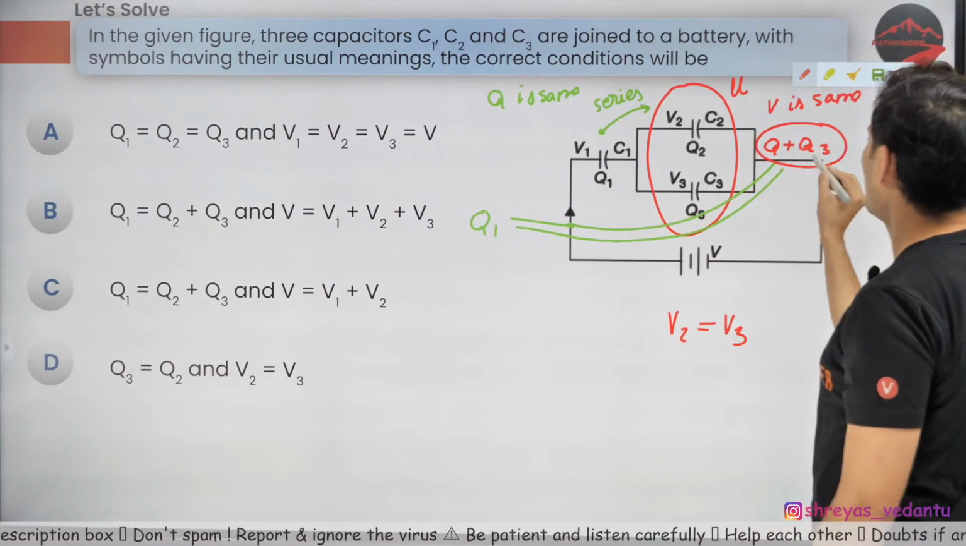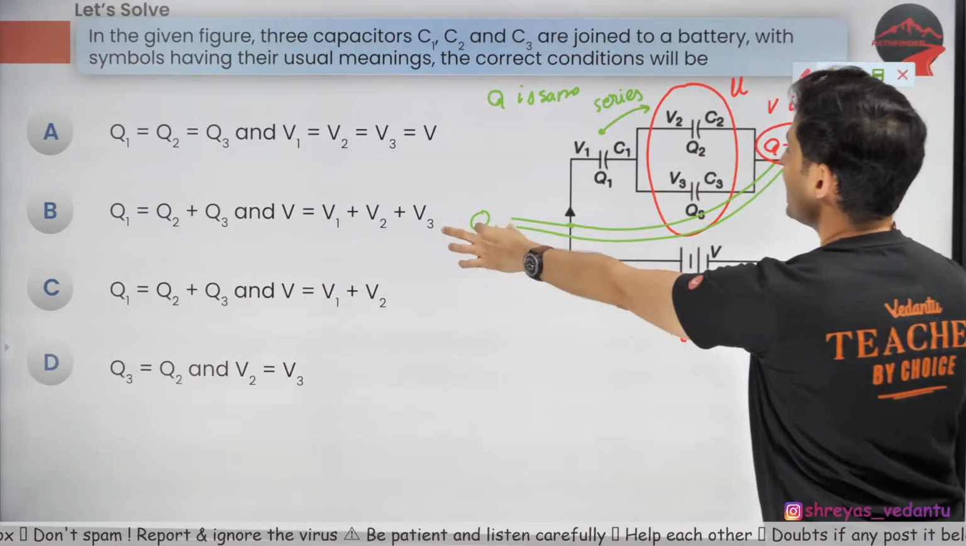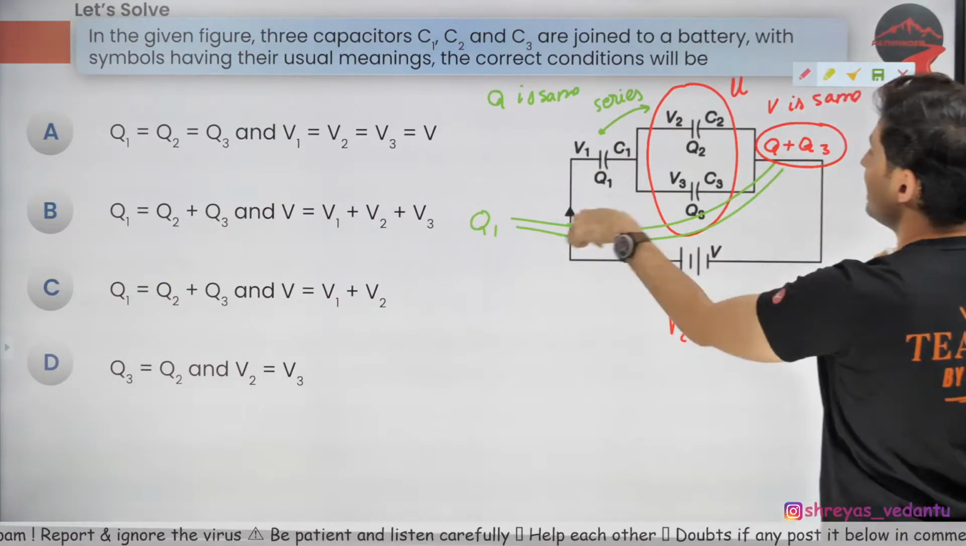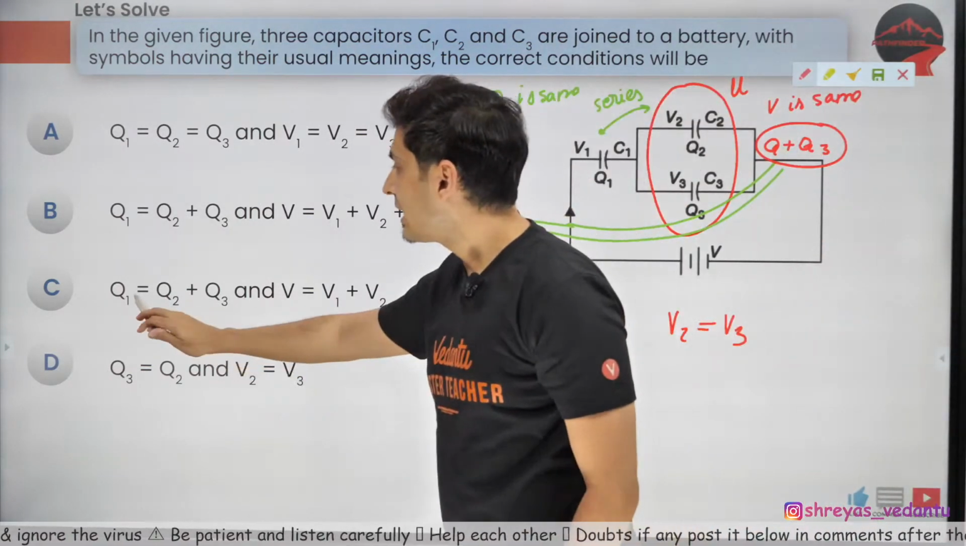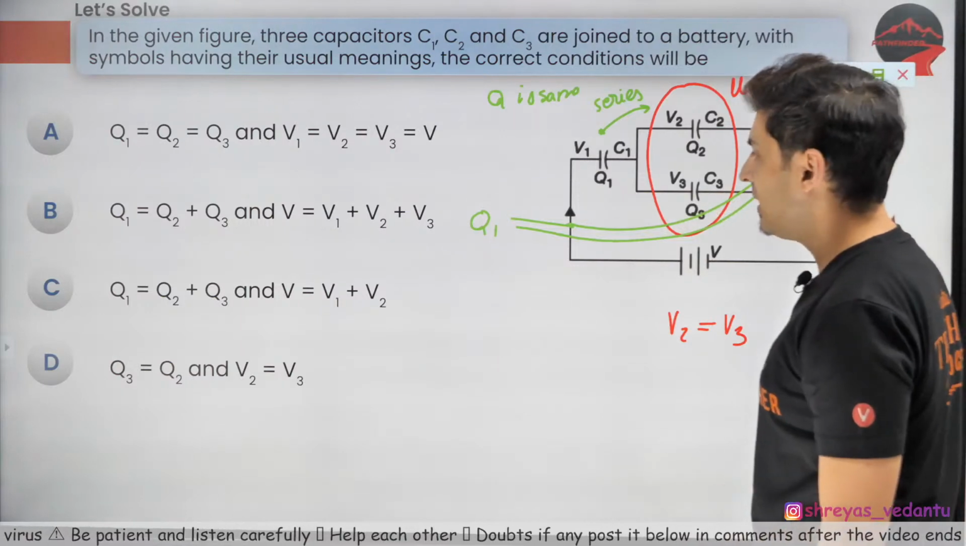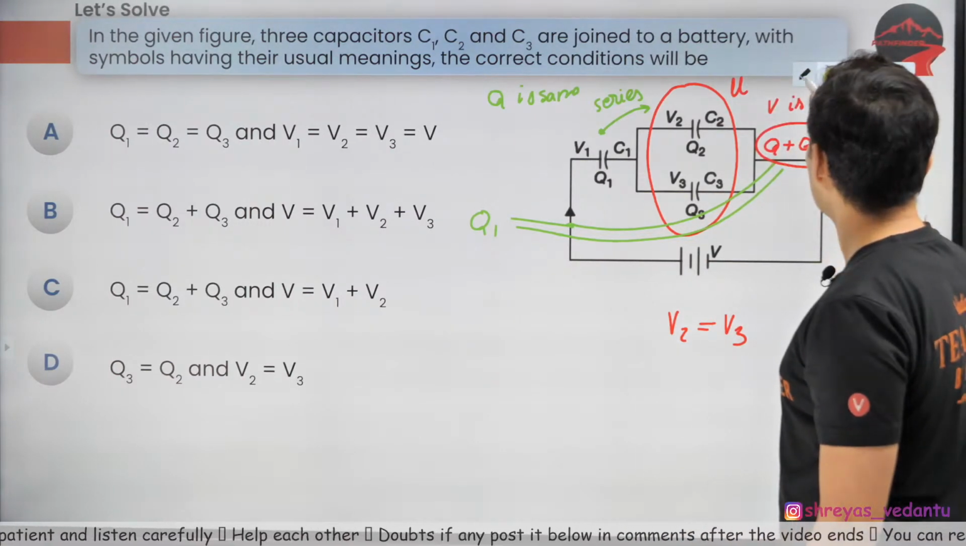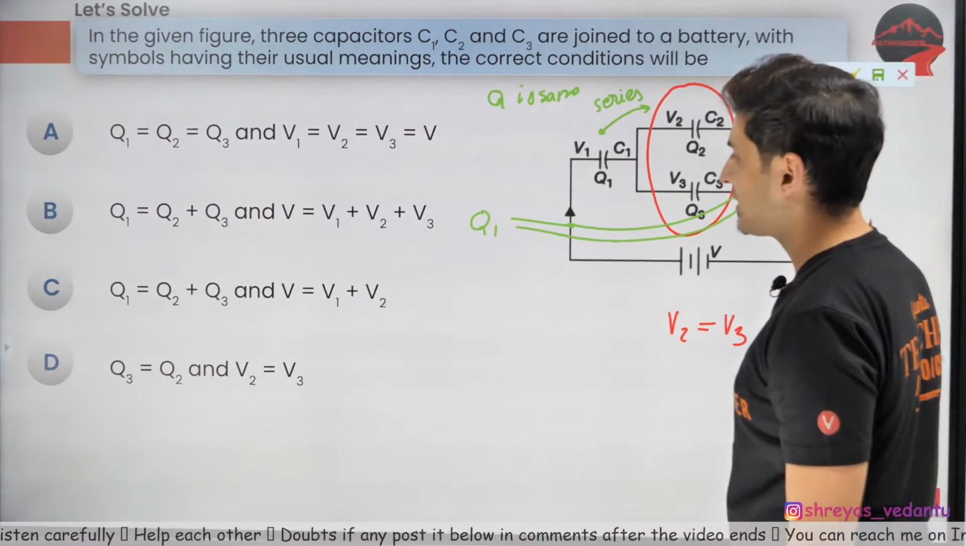Think about it. Q2 plus Q3 and Q1 both will be equal because both of them are in series. So I think we have an option like that. Q1 is Q2 plus Q3. Okay, this is Q2 plus Q3.